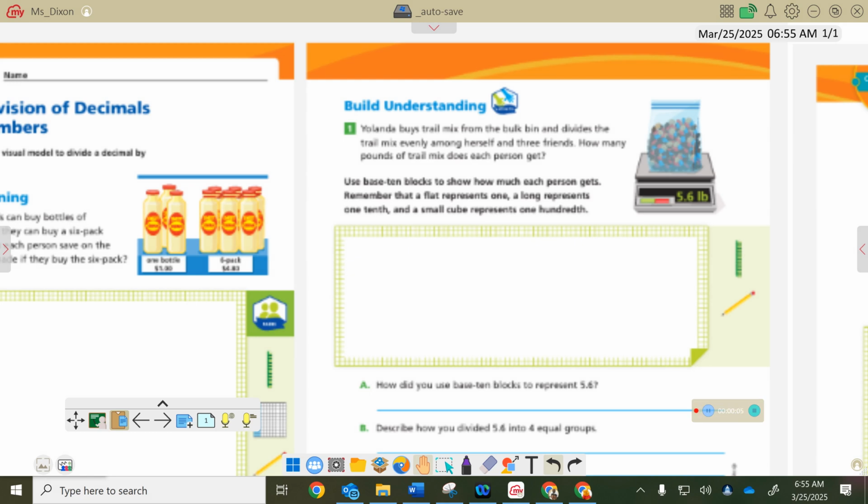Going to be lesson 17.2, page 426 through page 427. Please make sure you have your textbooks out with you and you are following along as I complete this in the video.